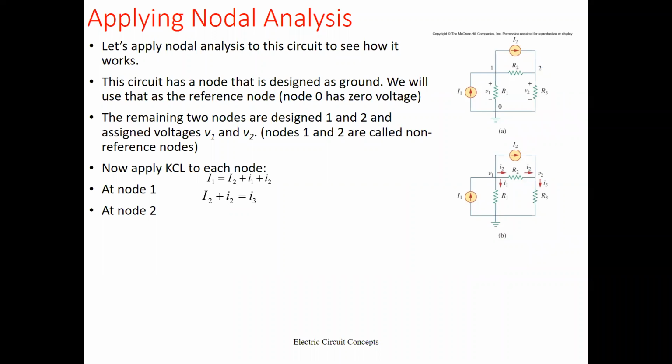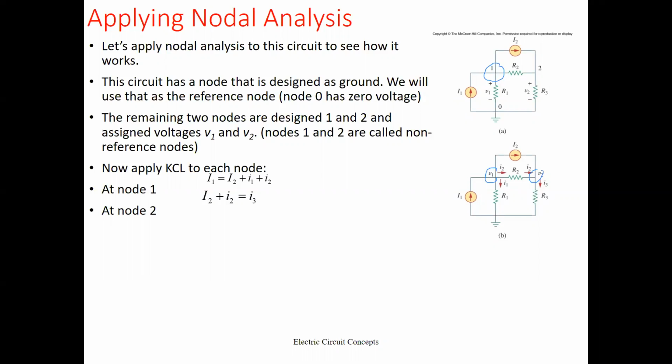So again, as we did in the mesh analysis, where we assigned the mesh currents, here we assign the nodal voltages. So we assign V1, assign V2. That's step number 1, assign the nodal voltages. Step number 2, assign current directions. They call it the element or the branch currents for R1, R2, and R3.